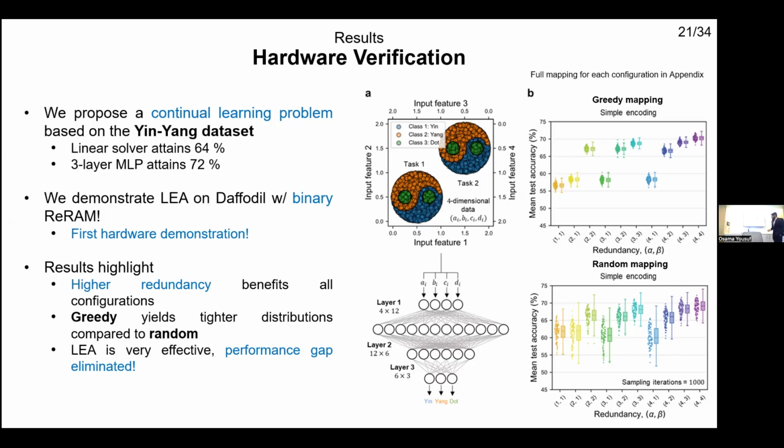Overall, here we've been able to show that higher redundancy benefits all configurations. You also see how the greedy mapping phase yields tighter distributions compared to the random mapping phase. And overall, ensemble averaging is very effective in reducing the performance gap at inference time.